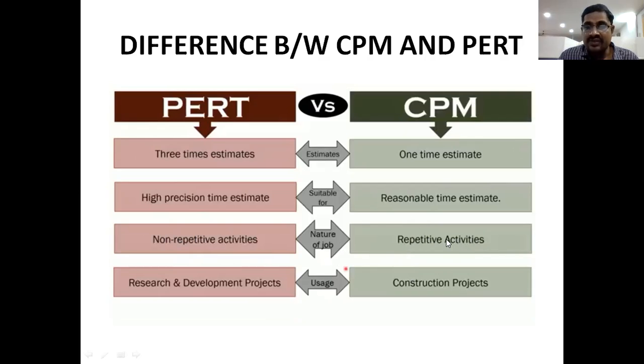So repetitive activities means, suppose take the example of flyover undertaking, bridge construction. It is a best example for CPM. So this bridge construction is one of the contracts given by the government to the contractor. Then the total activities are repetitive.